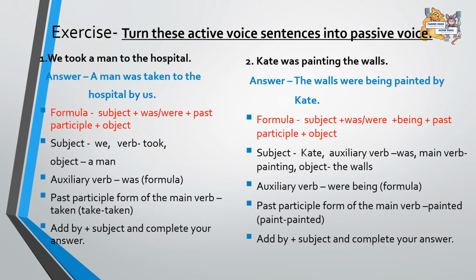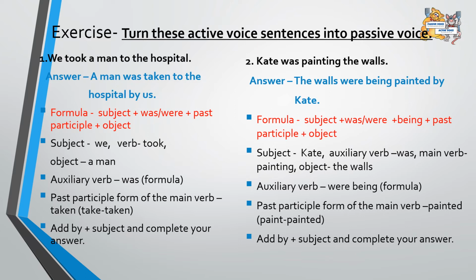Next, I would like to explain this exercise. The first sentence is: We took a man to the hospital. This sentence is in past simple tense. Now you should apply its passive voice formula. In this sentence, the subject is we, the main verb is took, and the object is a man. Children, you should keep the rest of the sentence as it is. Do not make any change.